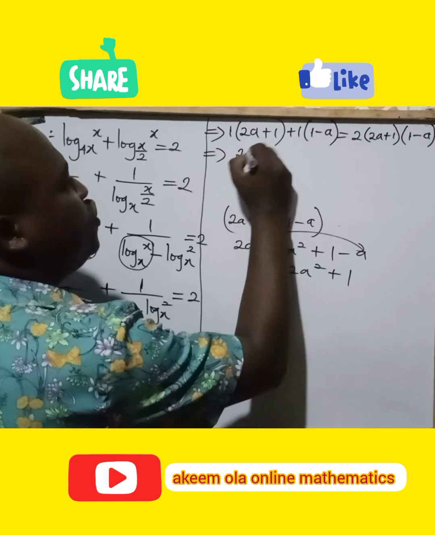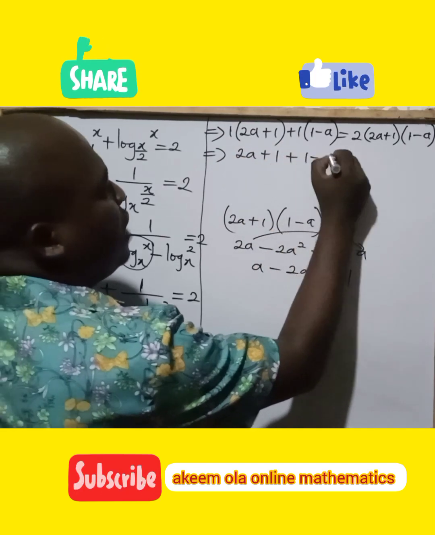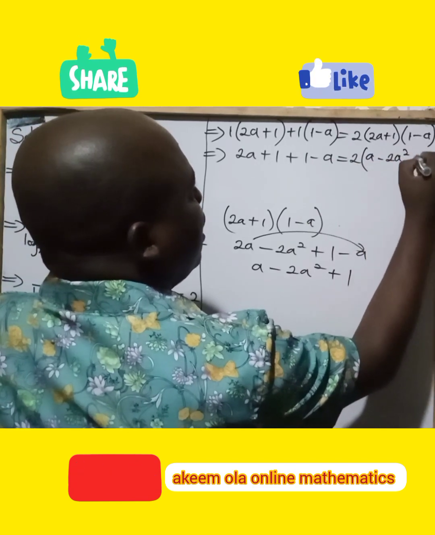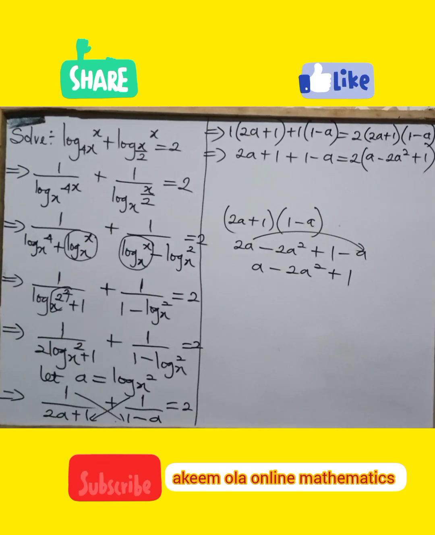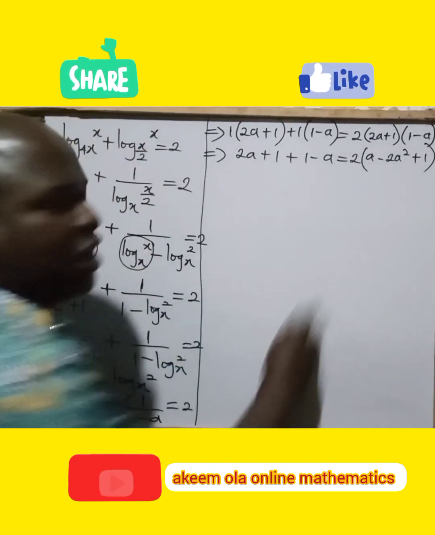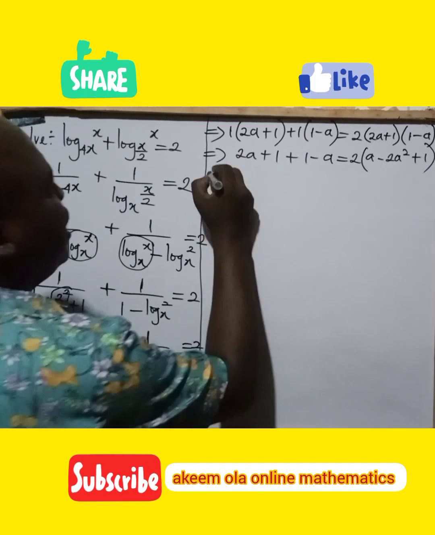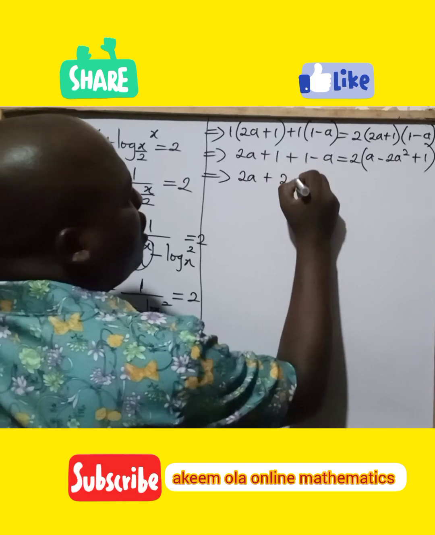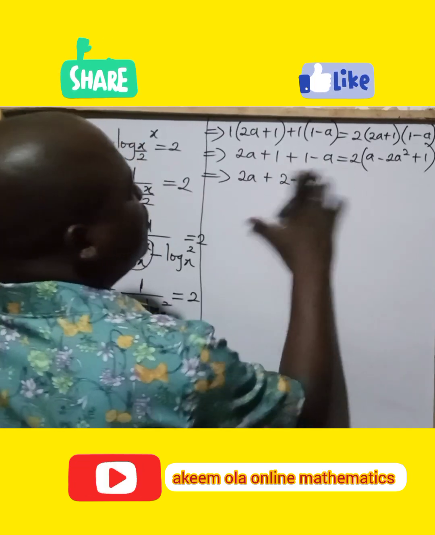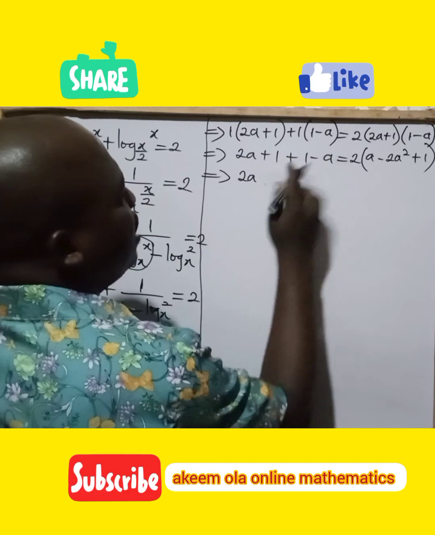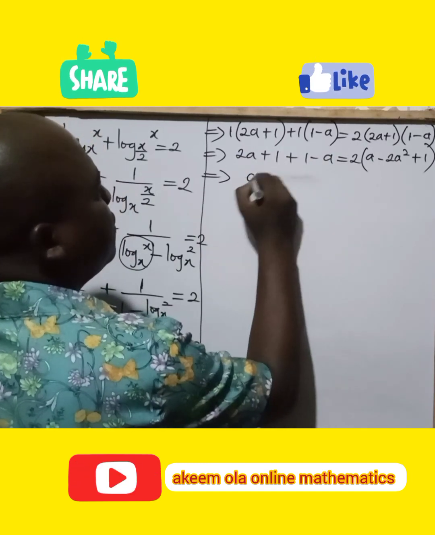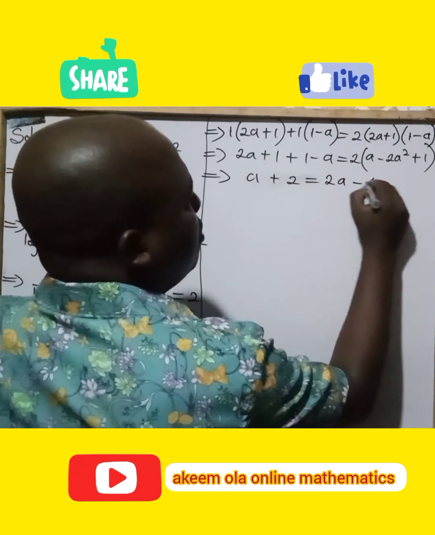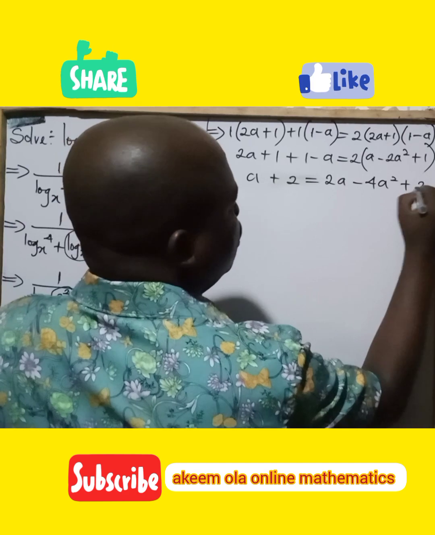That means we are going to have 2a plus 1 plus 1 minus a is equal to 2 into a minus 2a squared plus 1. So I can clean this now and simplify further. If I should simplify further, let's open the bracket. We will have 2a plus 2 minus a. Okay, we can still simplify this further. 2a minus a will surely give us a. Then plus 2 is now equal to 2a minus 4a squared plus 2.